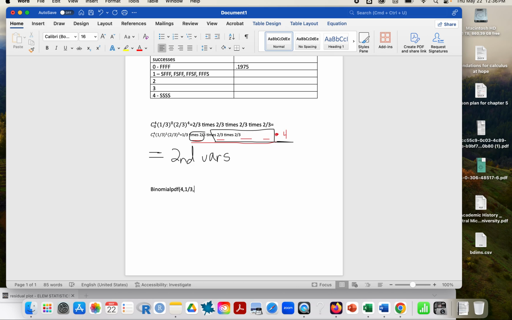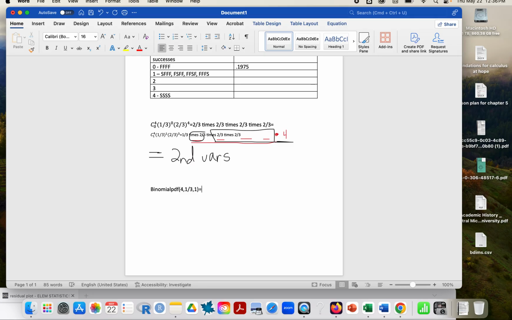And notice I'm putting commas in between. And then the number of successes you're looking for, you type in there. So in our first instance, up here where we had 0 successes, this 1 that I'm circling would be a 0. All right, so you type that in.